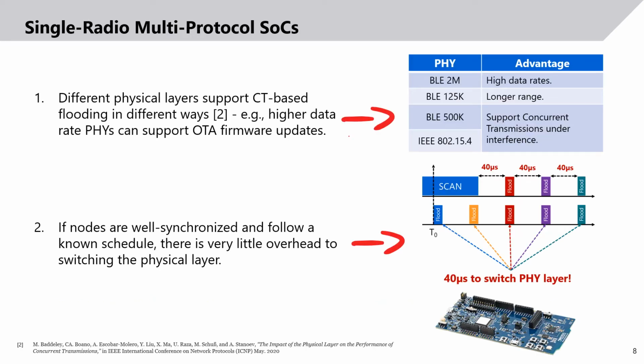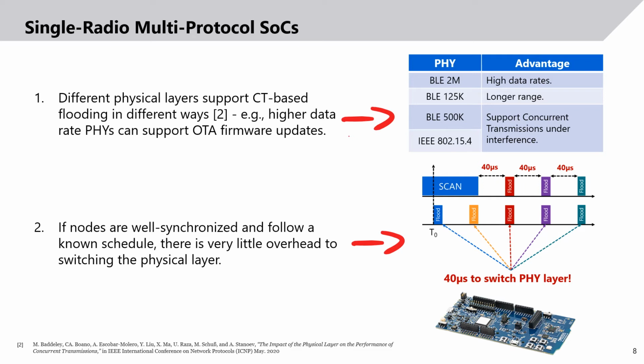But why do we care about this? Now, we care about this because the different physical layers can help support CT-based flooding in different ways. For example, the higher data rate physical layers, such as the BLE 2 megabit per second physical layer, can support over-the-air firmware updates. Additionally, the BLE 500K and the 802.15.4 physical layers have been shown recently to really help support concurrent transmissions under interference.